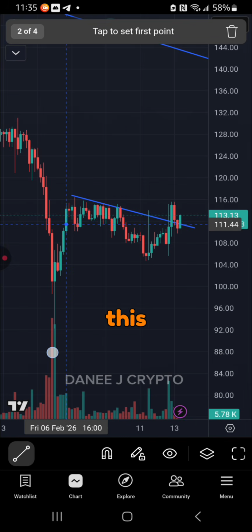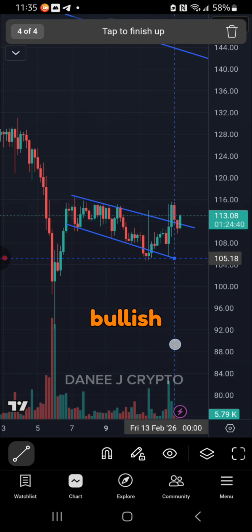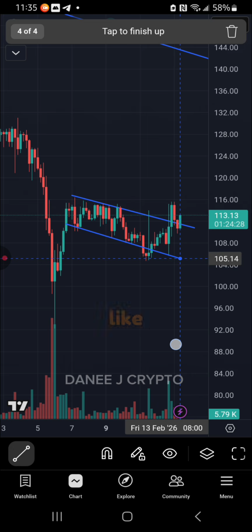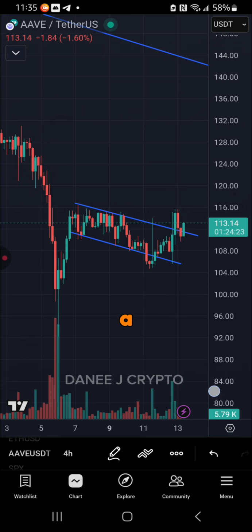So in this case, this trend line is a bullish trend line because the market is creating lower lows and lower highs in a descending form. It is most likely going to be a falling wedge. So in this case, it is a bullish pattern.